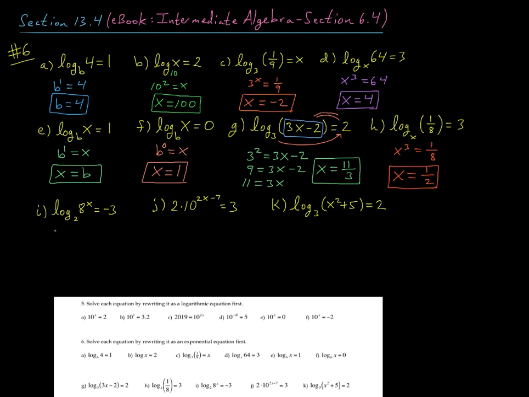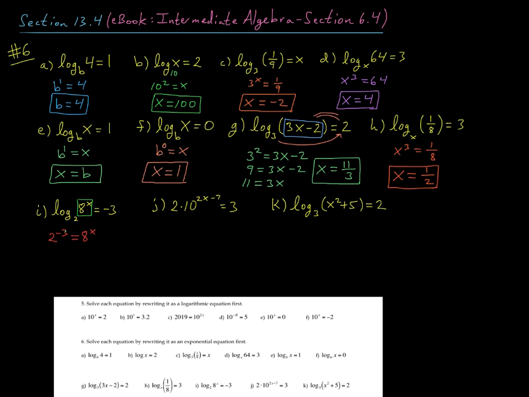Moving on to I, log base 2 of 8 to the x is equal to -3. Again, this entire expression, 8 to the x, is the thing inside the logarithm. So I'm going to do 2 raised to the -3rd power, and that's going to have to come out to be 8 to the x.